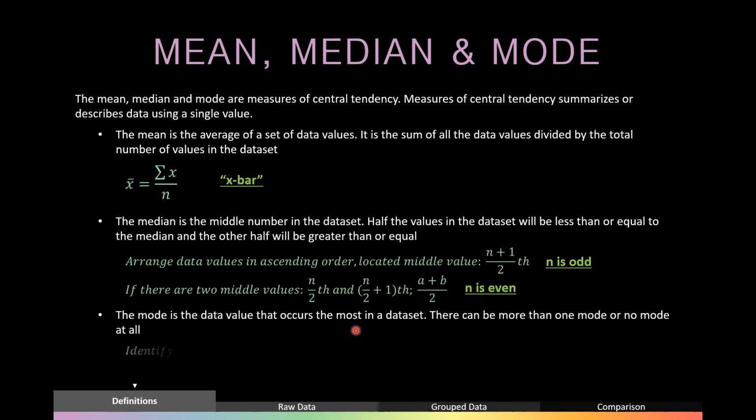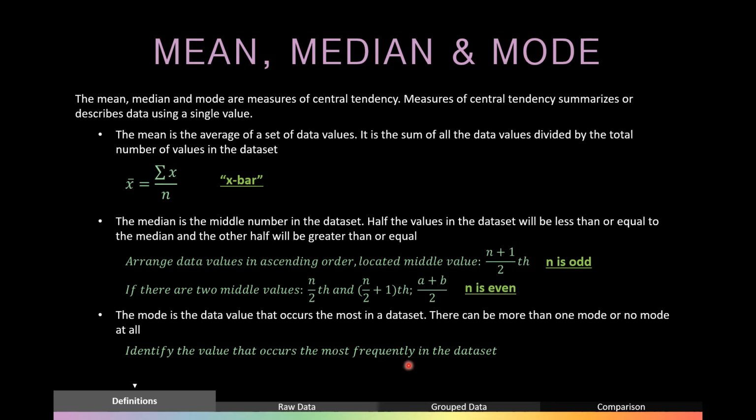What we're saying is you're going to go into your data set and identify the value that's occurring the most frequently. So for example, if in your data set you saw that the number 30 was occurring 3 times and the rest of the values in the data set were only occurring once or twice maybe, then 30 would be our mode because it's the value that's occurring the most.